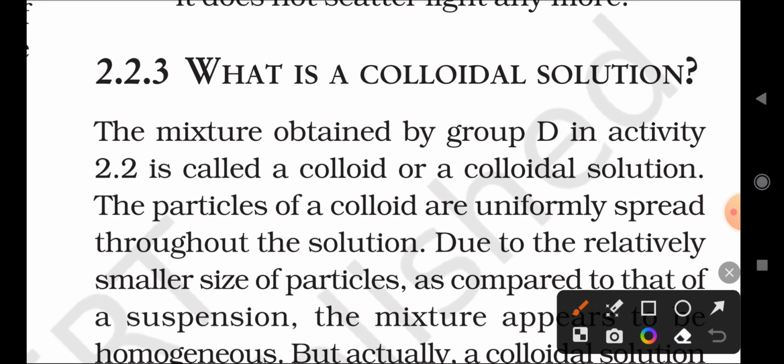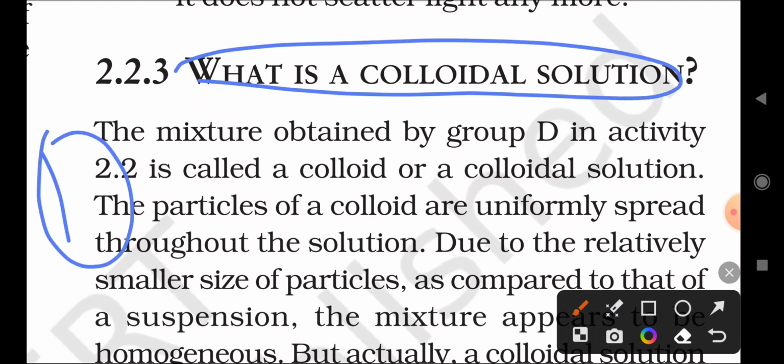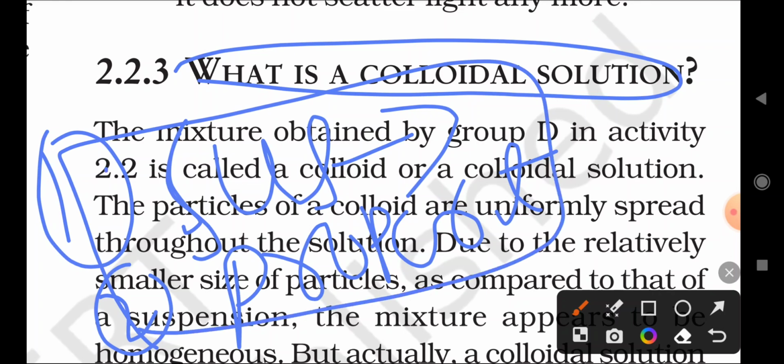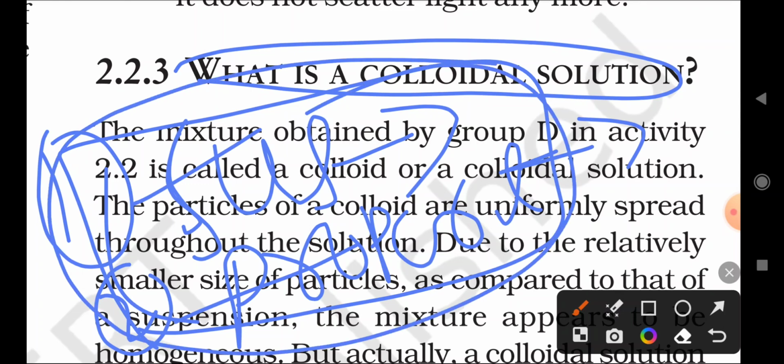Our next topic is colloidal solution. In the previous video, we discussed what a suspension is, what the meaning of suspension is, and also the properties of a solution and the properties of a suspension. These are two important topics about suspension and their properties that we discussed in the previous video. If you want these topics, you can search in our playlist. Okay, next.